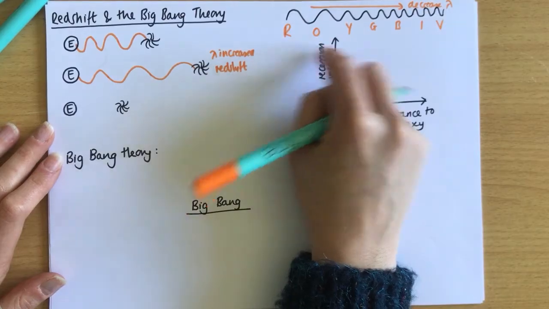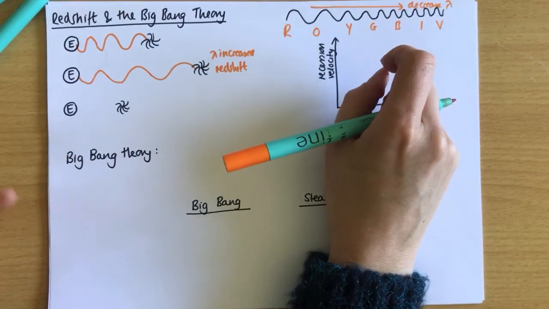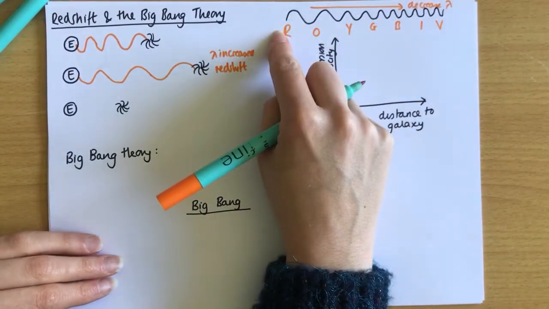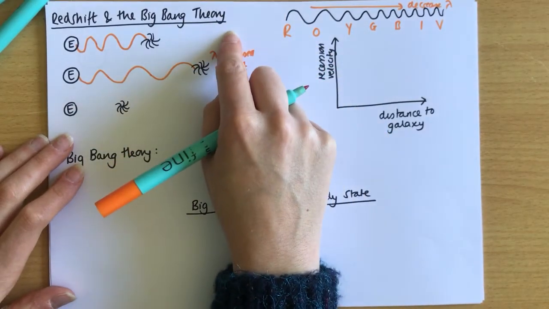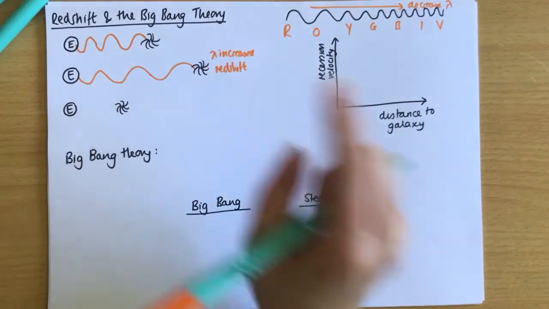Orange light might go red. Blue light might go green. It doesn't mean the light has gone red. It just means it's shifted towards this end of the spectrum. Red light can be redshifted. It just shifts carrying on this way to infrared and then to microwaves, and we'll come on to that in a moment.